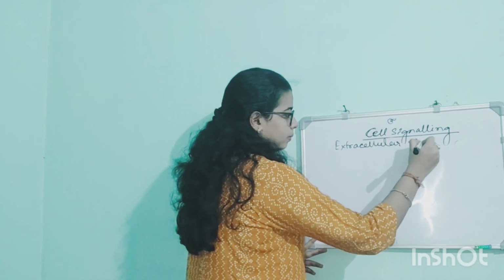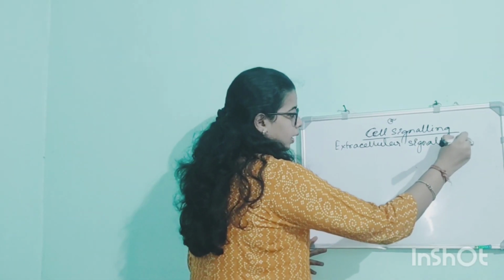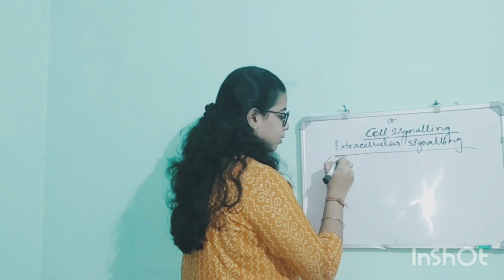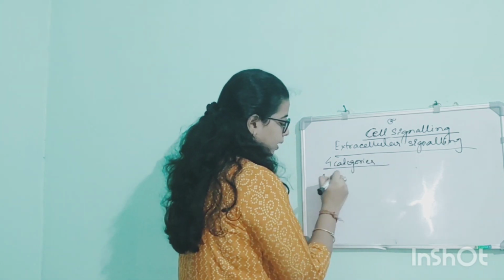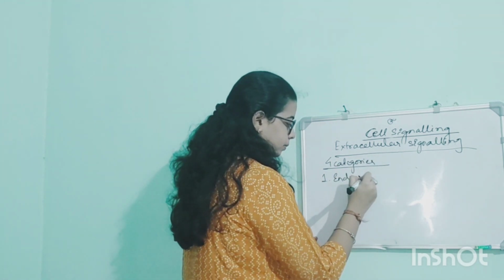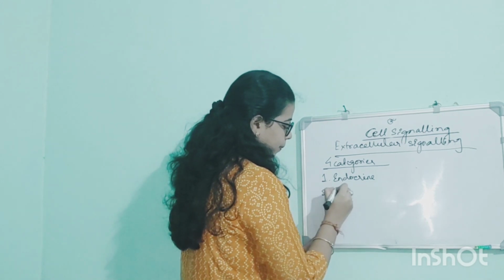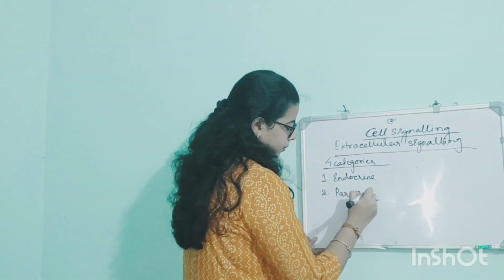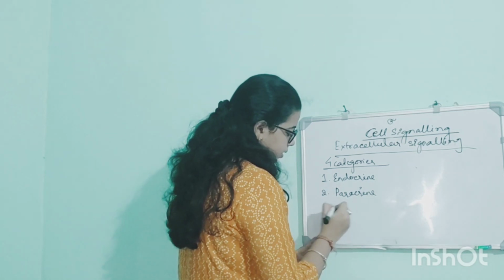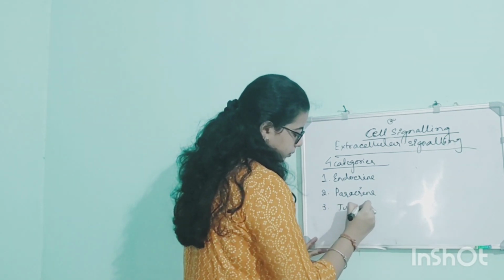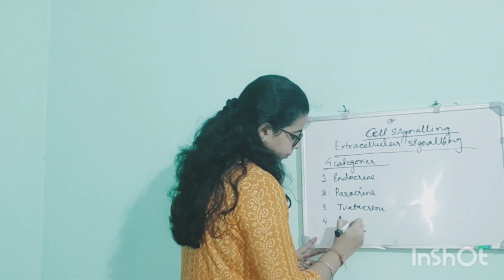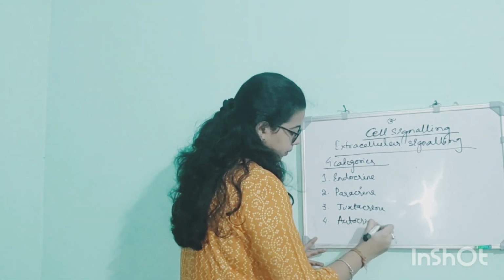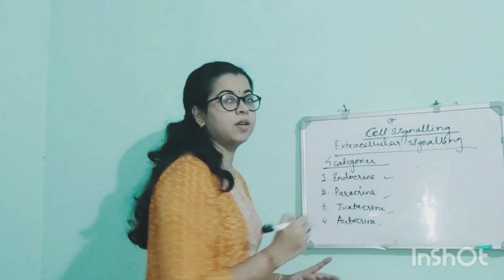Now we are going to understand the different types of signaling. It is divided into four categories. Number one is endocrine. Second is paracrine. Third is juxtacrine. And fourth is autocrine. These are all extracellular signals.